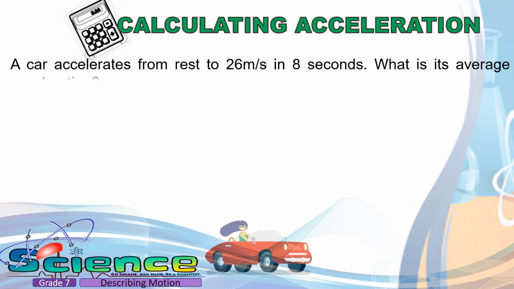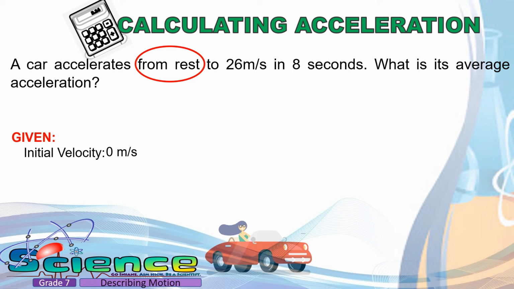Let us try to solve another problem. A car accelerates from rest to 26 meters per second in 8 seconds. What is its average acceleration? To solve this, let us write all the given data. First is the initial velocity. Since it was mentioned in the problem that the car accelerated from rest, this means that the initial velocity is 0 meters per second. The final velocity is 26 meters per second, and the time is 8 seconds.